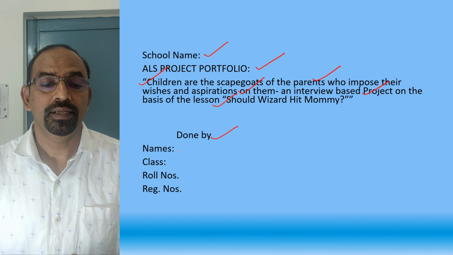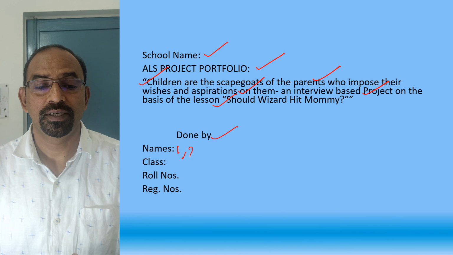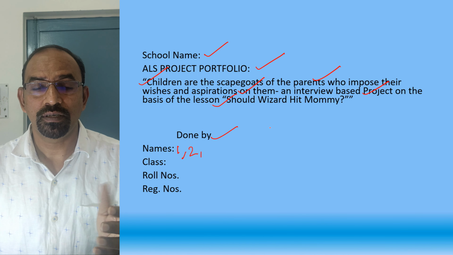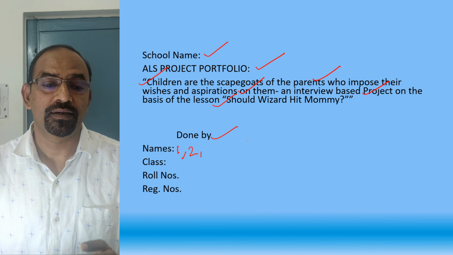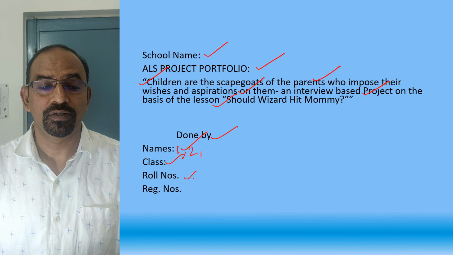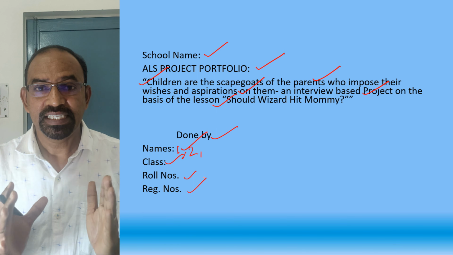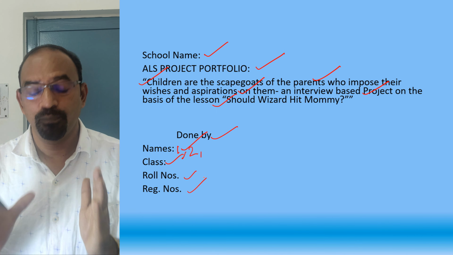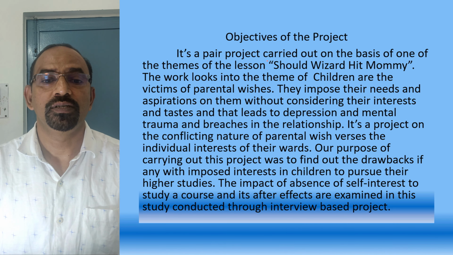Done by, then you have to write your names. As it is a pair project, 2 people should be there, 1 and 2. Then your class, roll numbers and register numbers. This is the first page of your project. Now come to the second page.